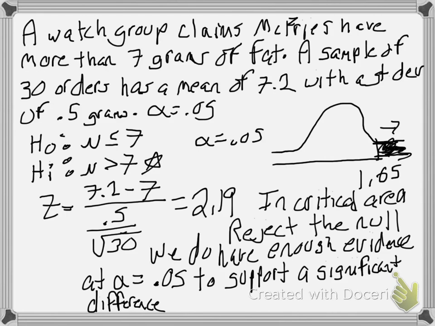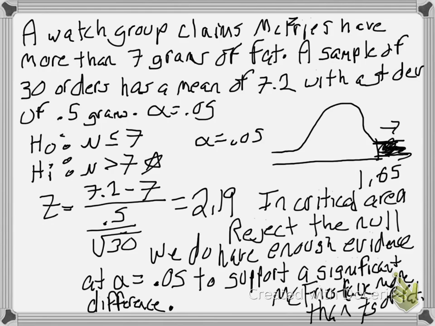Now, there are other ways that we could write this, but you should start out, we do have enough evidence at alpha equals 0.05 to support. You could also say that McFries do contain more than 7 grams of fat. That would be the best way of writing it. So instead of writing a significant difference, we would say to support McFries have more than 7 grams of fat. It's that straightforward. Those are your 5 steps. Well, let's do another one to give you the idea.